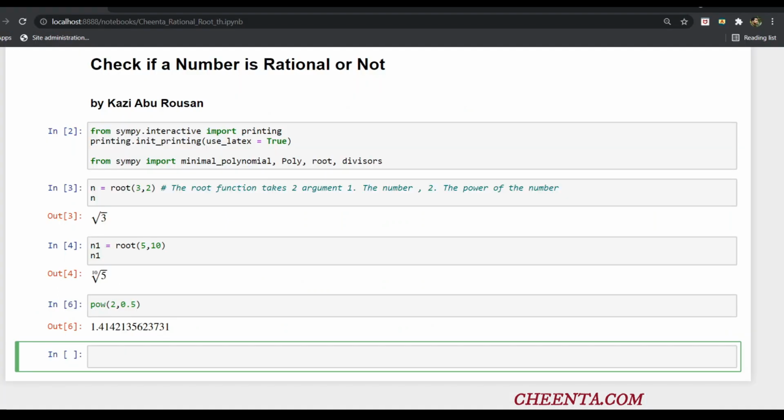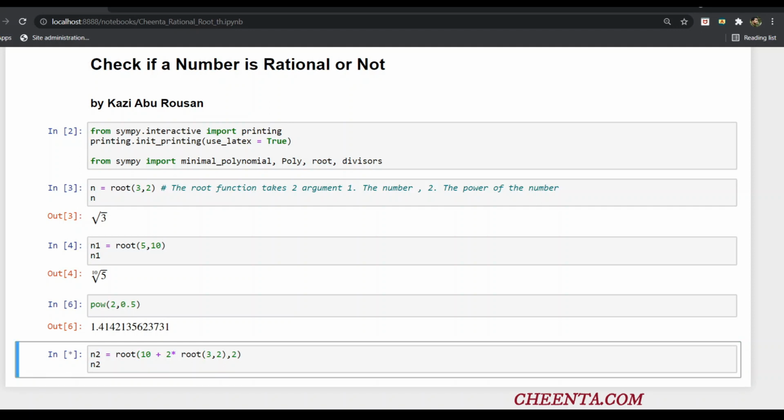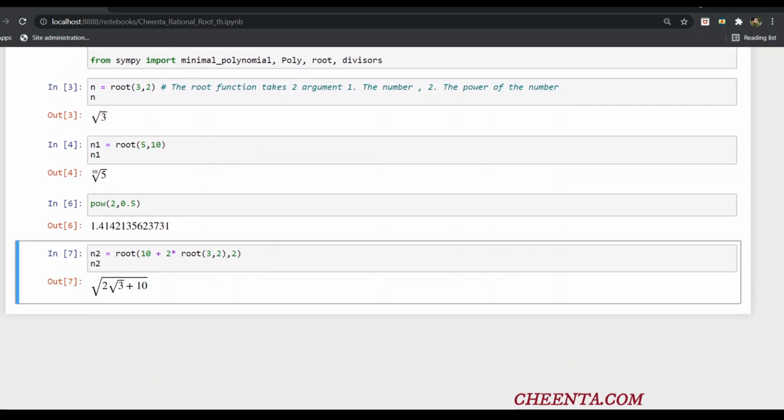So let's try it out. Let me write it here in 2, and I want to find, so there will be a root outside, then there will be 10 plus 2 times, or I suppose I have written here 2, I think 2 times root of 3, 2 and the whole thing 2. And if I see what this shows me here, you see, this is what we want. Okay, so I hope it is clear how to do this type of thing.